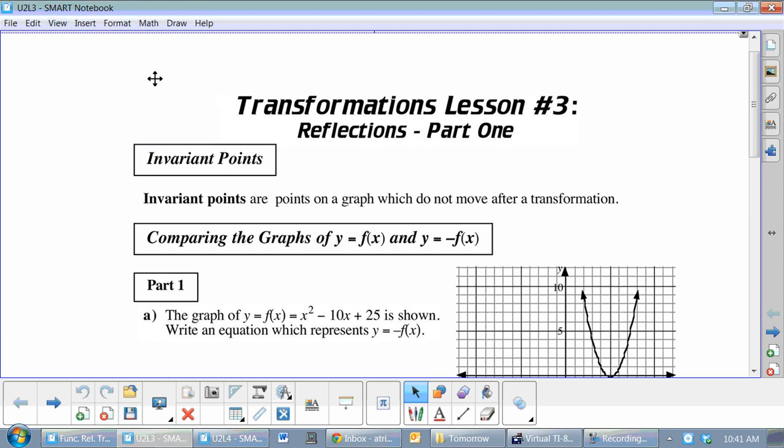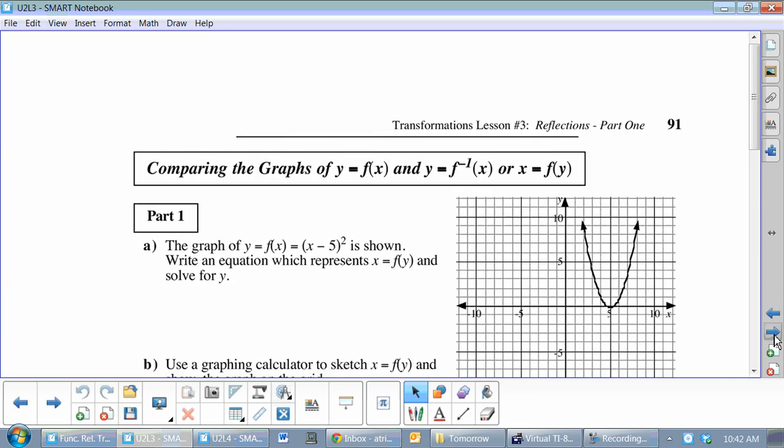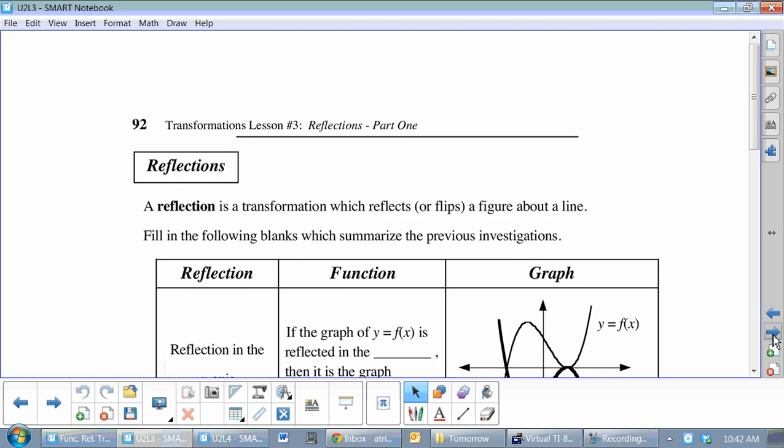Okay, so I'll review again. You can tell by the quizzes that students understood the translations quite well, and I'm sure that when we do the reflections, it'll all come back to you. For lesson 3, we're going to start on page 92. I'm just going to fly through these pages.